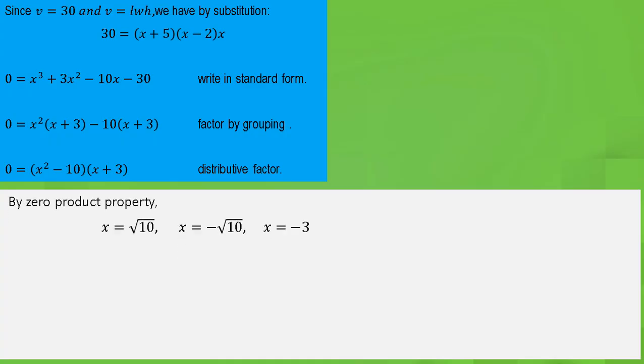This is x squared minus 10 equals 0. Then transpose 10 to the other side, so x squared equals 10. To get x, we take the square root. Remember that for the solution of x squared equals 10, we get the square root to cancel the exponent 2. So you'll get x equals positive or negative square root of 10. Since 10 is not a perfect square, let's just leave it as square root of 10.